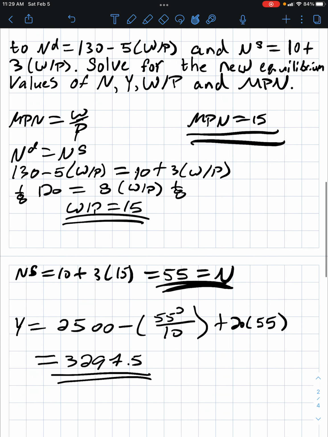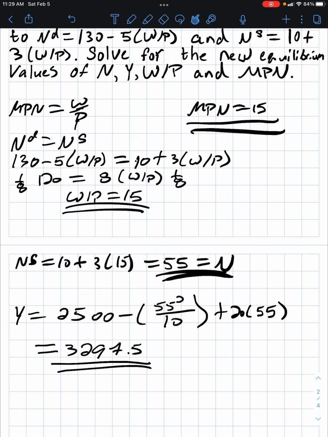And is that all the values? It's all for N, Y, W over P, and MPN. Yep, and that's it. So that's the solution to the problem.